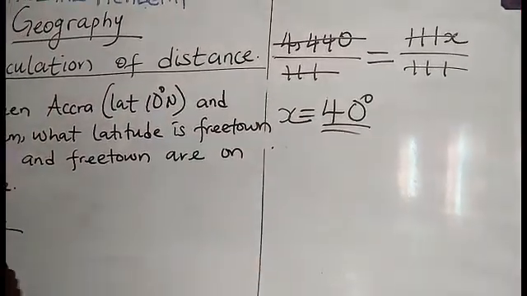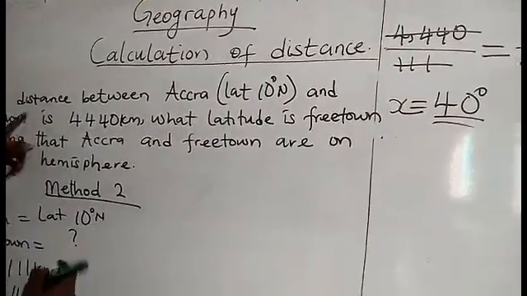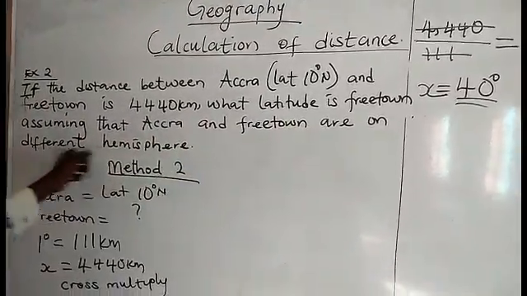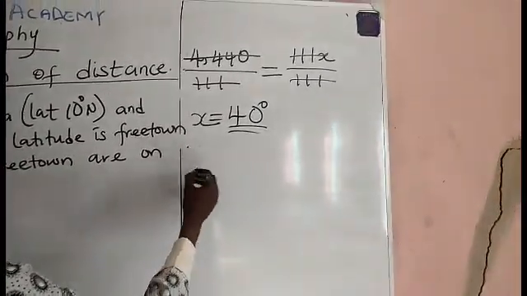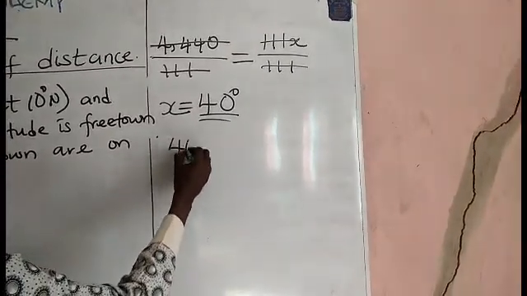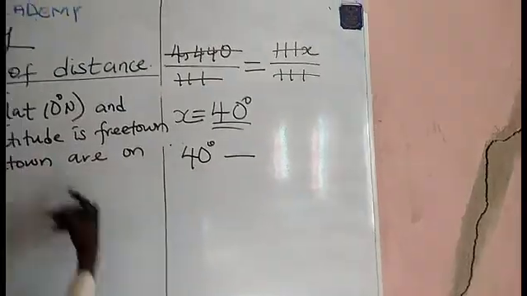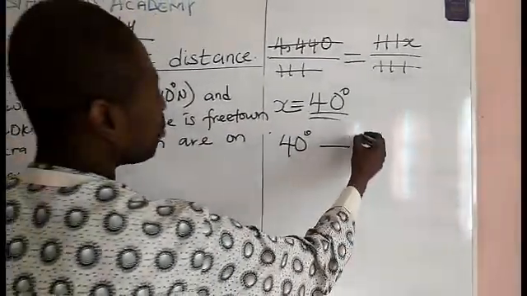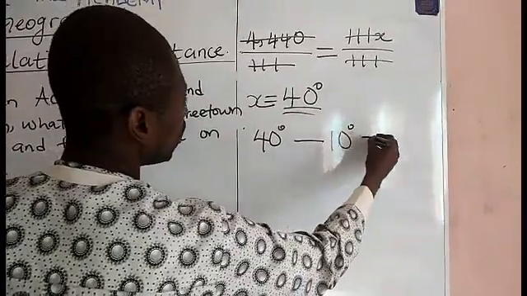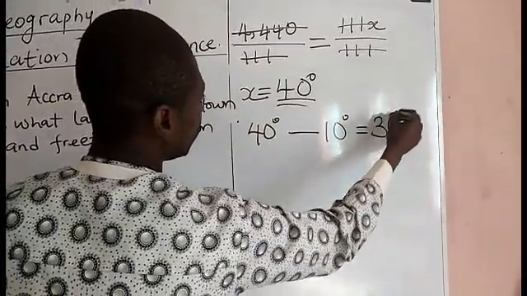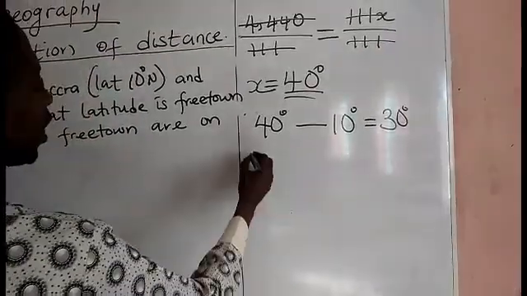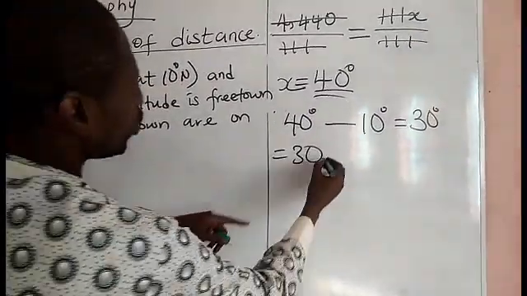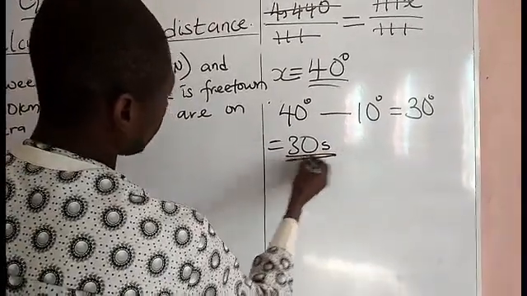We go back to the question. It says, assuming that Accra and Freetown are on different hemispheres. So we say our 40 degrees minus the previous latitude that was given to you for Accra, 10 degrees. And this will give us 30 degrees. 30 degrees what? Different hemisphere. This is northern hemisphere, so this will be southern hemisphere. Thank you.